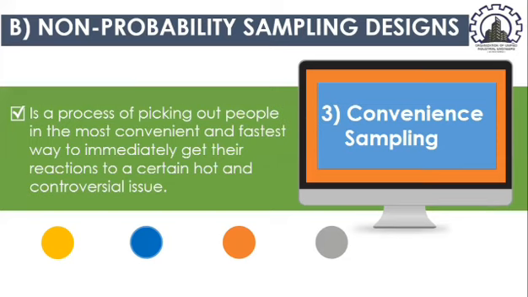So if there is a hot and controversial issue, say the raising of the price of gasoline, the most convenient and fastest way of reaching people is by telephone to be able to interview them at once. So the interviewer contacts people who have telephones and asks them what their reactions are to the issue at hand.